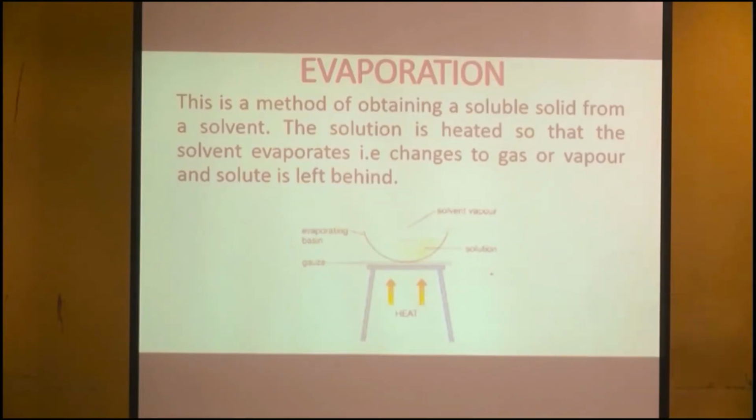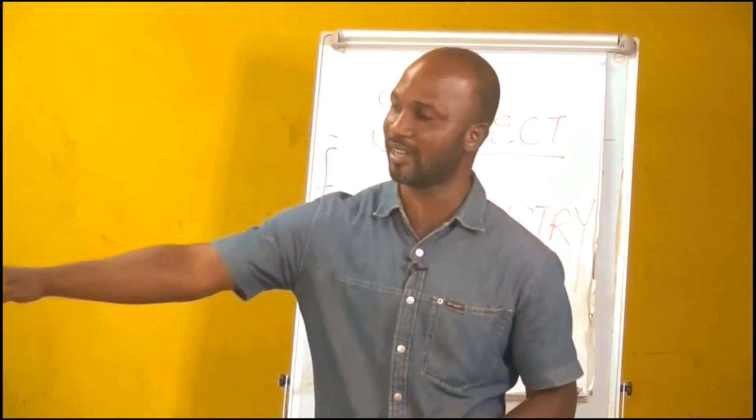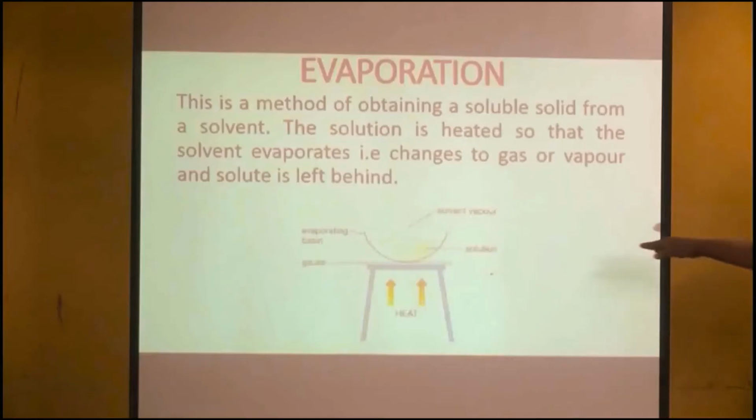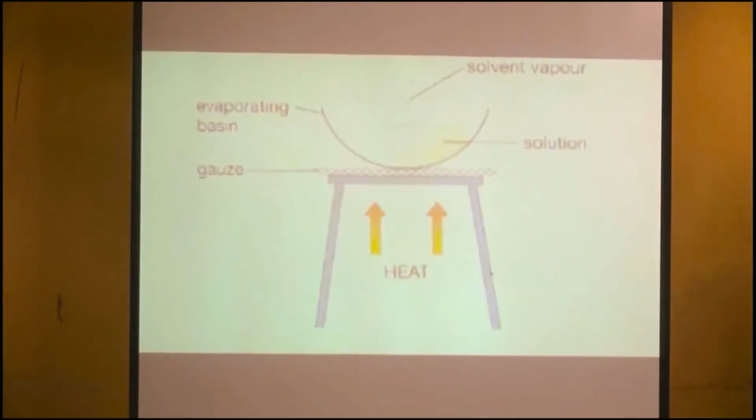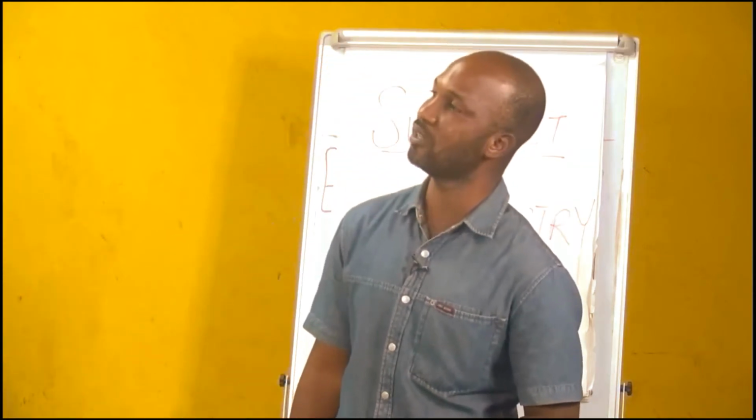So you can see there carefully the diagram. But oftentimes we don't heat directly, as the case is here. We use another medium under the evaporating dish so that substances that decompose do not decompose. And that thing is called a sand bath, a steam bath, or a water bath. Even though it's not here, if you check through your materials, you will see it.